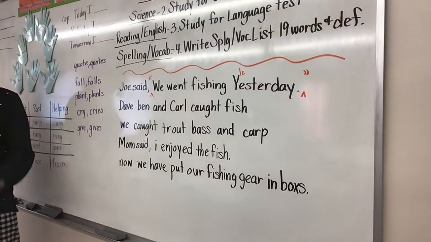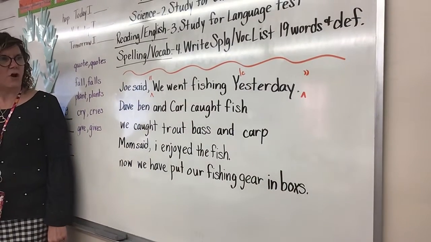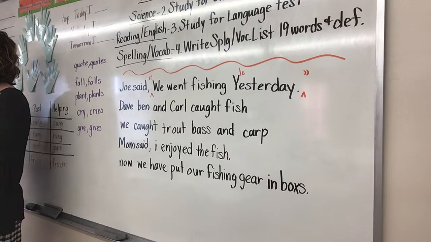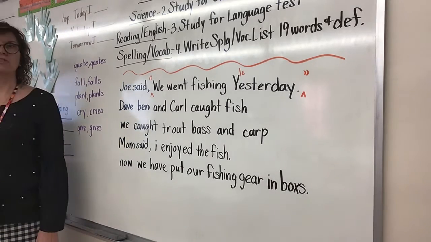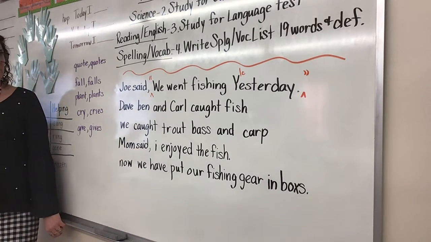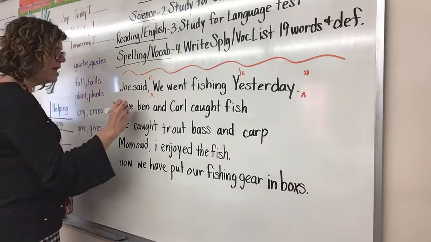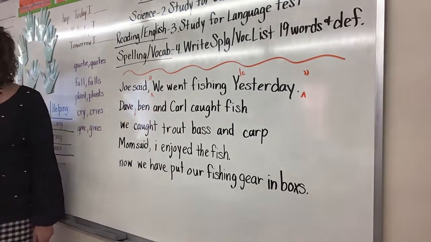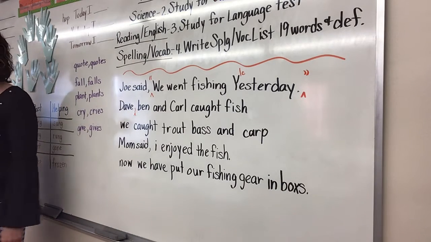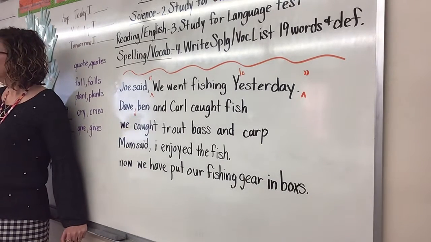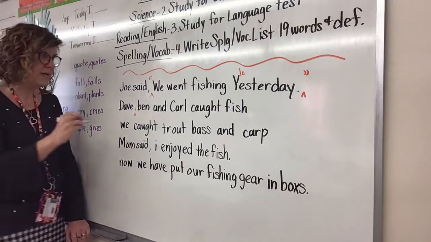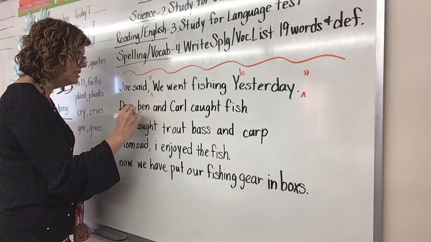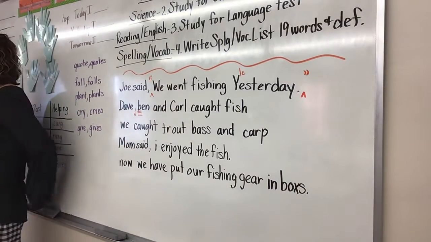Okay? Now let's look at the next one. It says, Dave, Ben, and Carl caught fish. Grant, what do I do first? Insert a comma after Dave. Yes, why? Everybody. Words in a series. Yes, insert a comma after Dave because that's words in a series. Now what else needs to be done? Capitalize Ben. Yes, Ben is also a name. It should have been capitalized just like Dave was and just like Carl was.